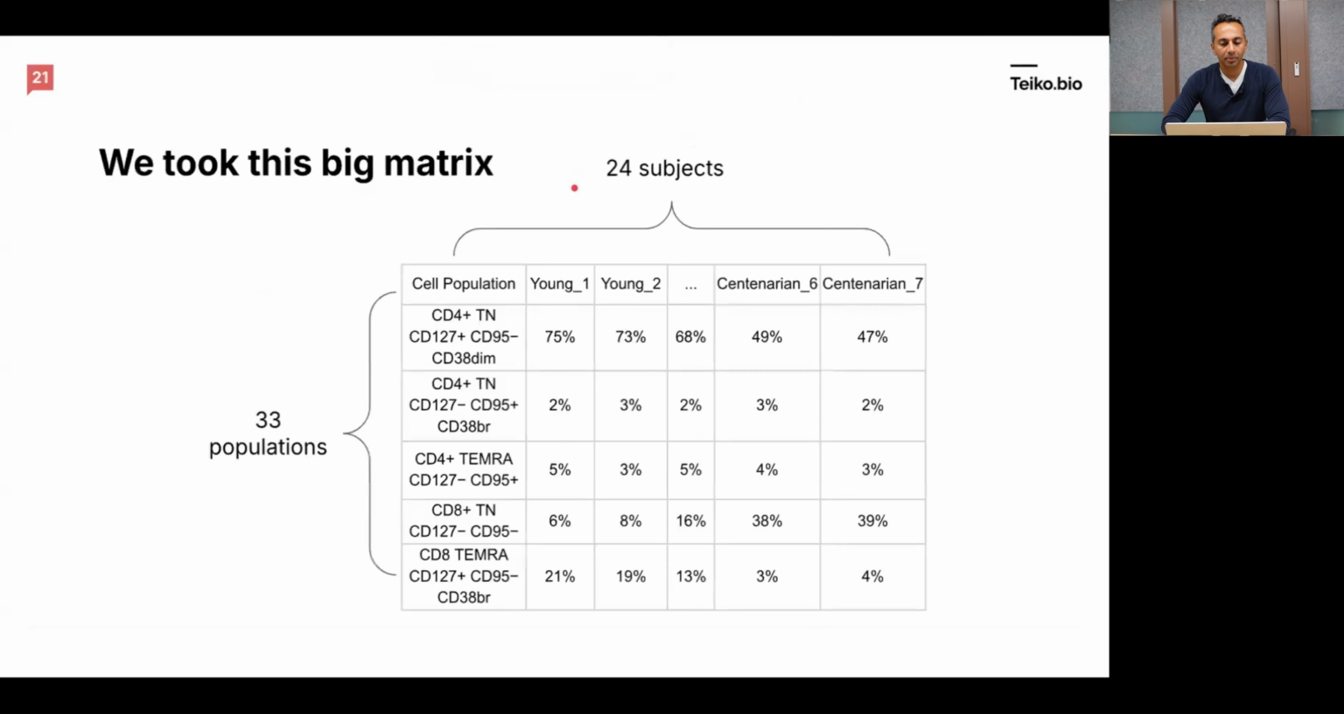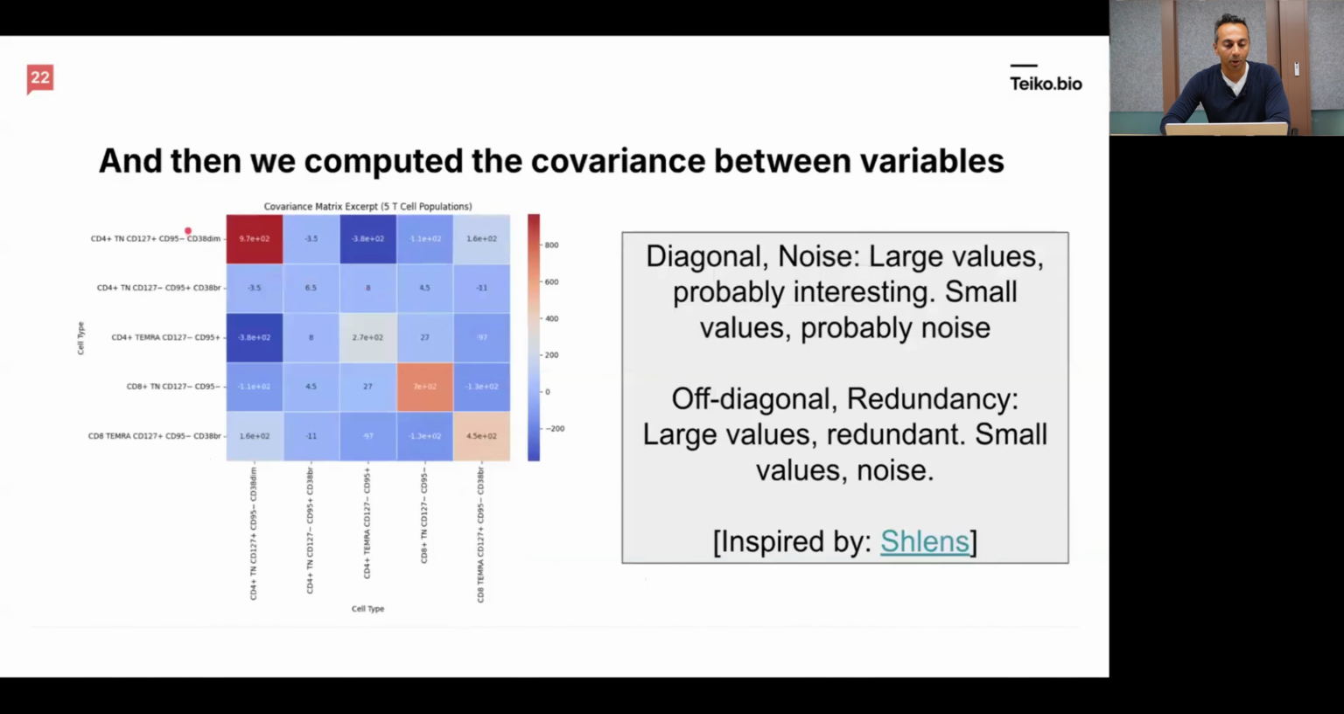So how did we get here? Well, we took this big matrix with 33 populations and 24 subjects. And remember, these 33 populations are dimensions, and these 24 subjects are rows. Then we computed what's called a covariance matrix, which is taking all these populations and comparing them to one another. On this side of the matrix, you can see an excerpt. This is about 5 of these populations: CD4 positive, TN, CD127 positive, CD95 minus, CD38 dim minus. And we covary it with itself, which is how much does it covary with itself, and how much does it covary with every other population.